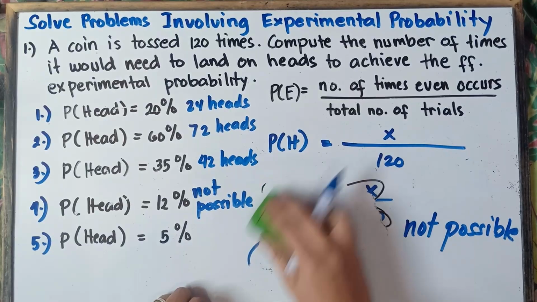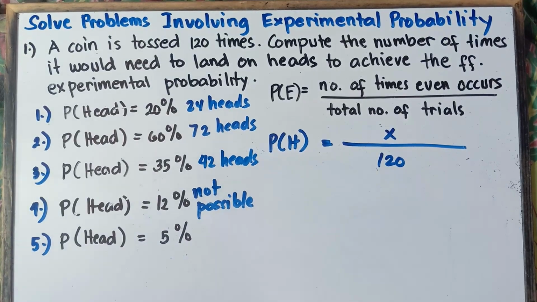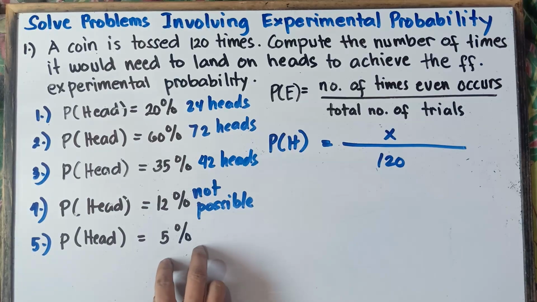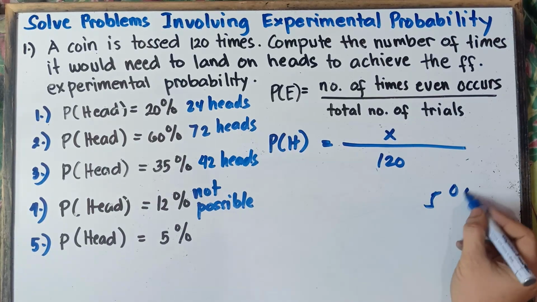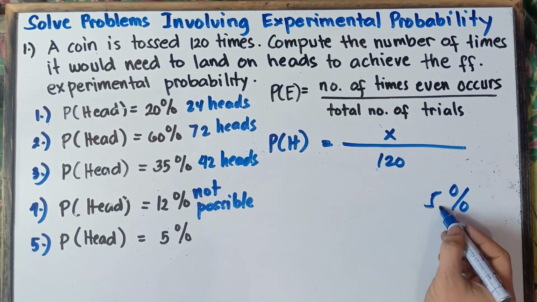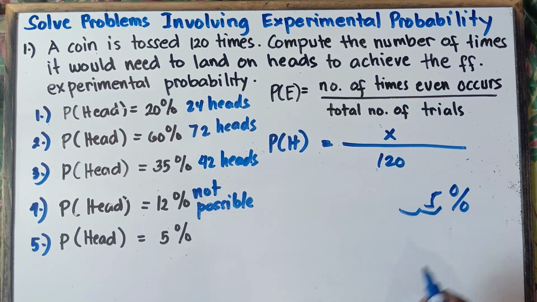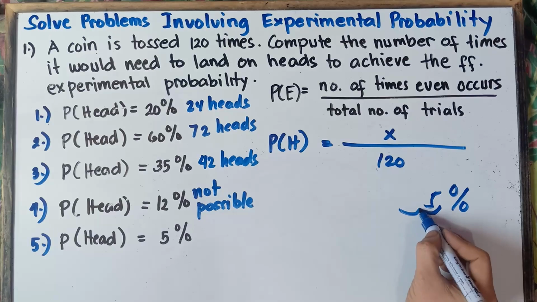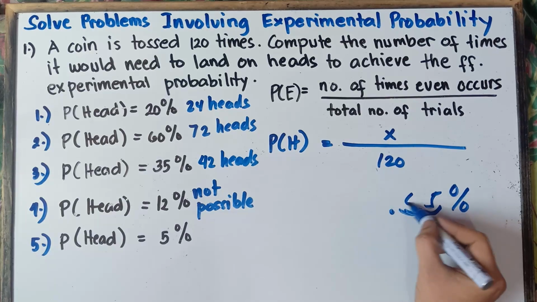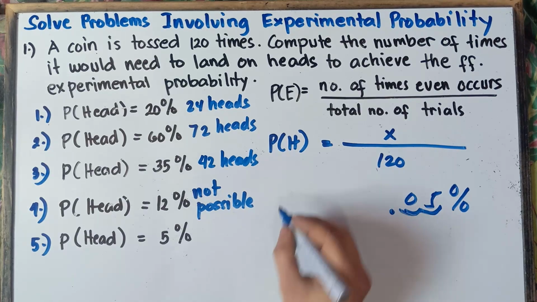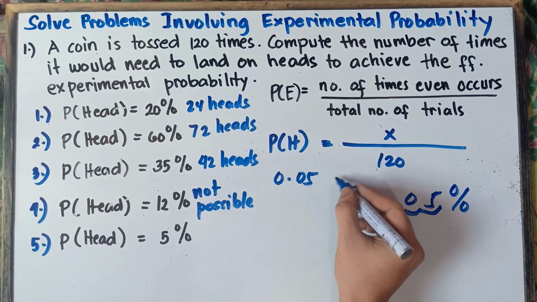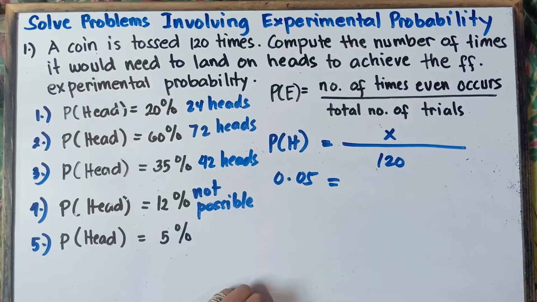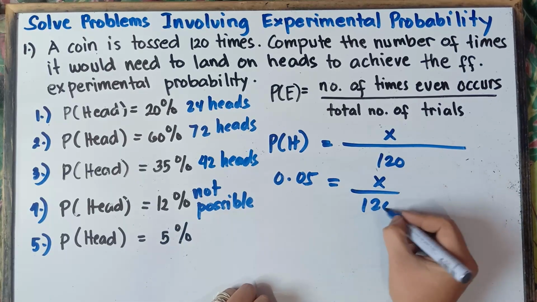Alright, so let's proceed now to example number 5. For example number 5, we have a given percent, 5%. Convert that into decimal. So 1 and then 2, simply move the decimal point from right to left twice. The decimal point will be here. So therefore, 5% would be 0.05 is equal to x over 120.